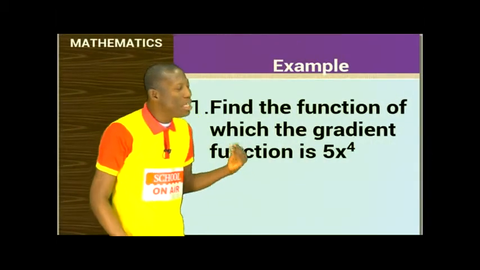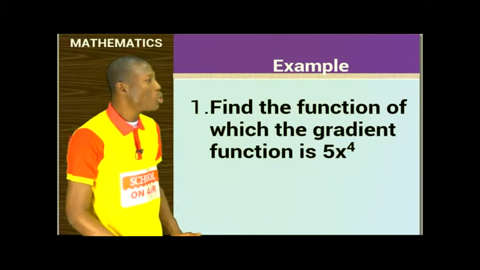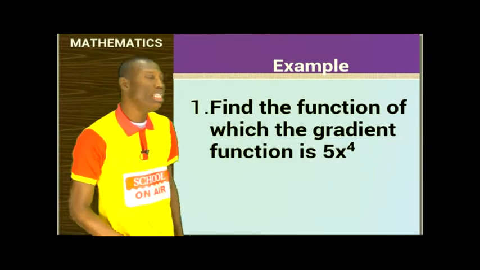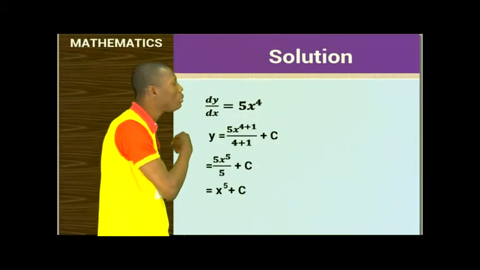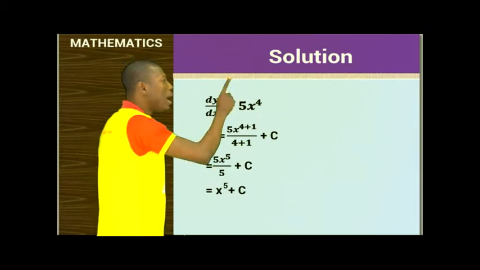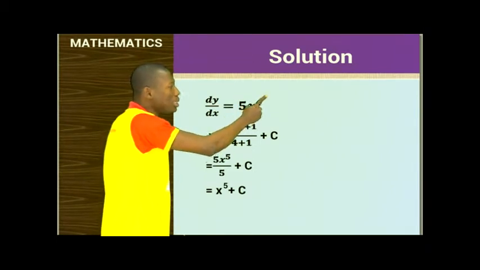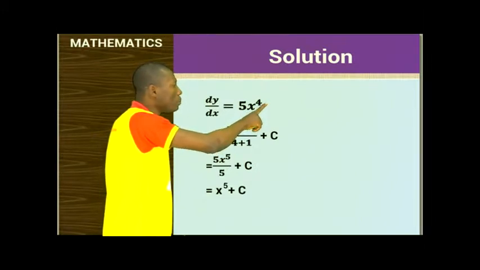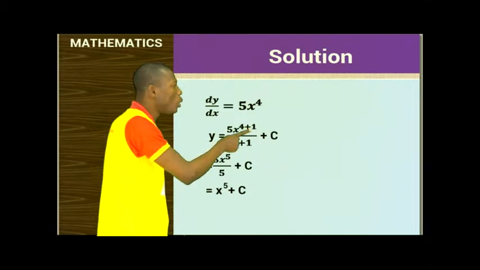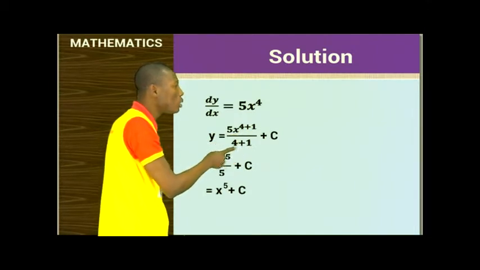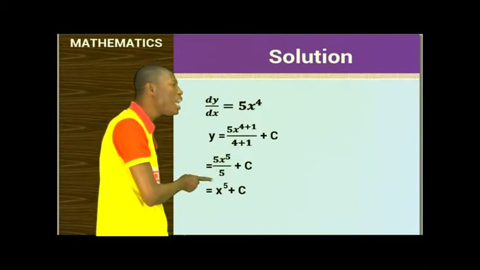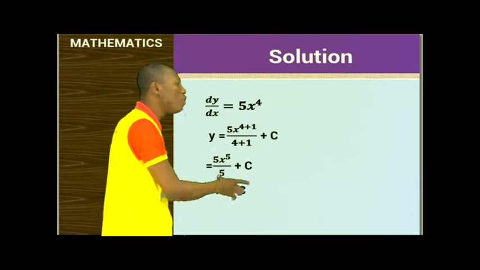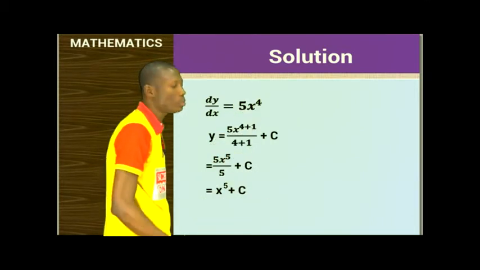Now, if you want to find the integration of a function, for example, find the function of which the gradient function is 5x raised to power 4. Based on what I said when I was explaining how to use the formula, 5 is the coefficient, and 4 is the power. By the time we add 1 to this power, we have 5. Then we divide everything by 5. So we have 4 plus 1, then over 4 plus 1. So now we have 5x raised to power 5 all over 5. Then 5 divided by 5, x raised to power 5 plus c. So this is the integration of this function.